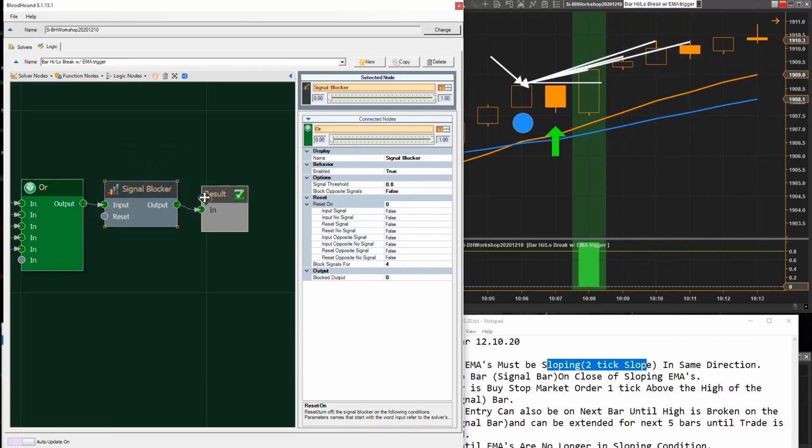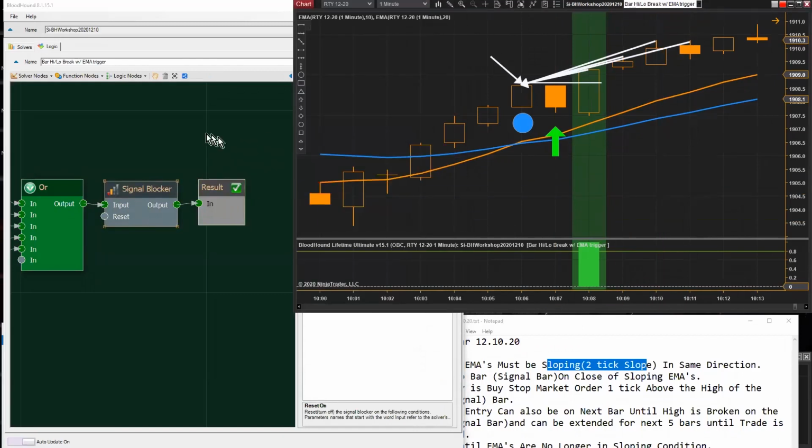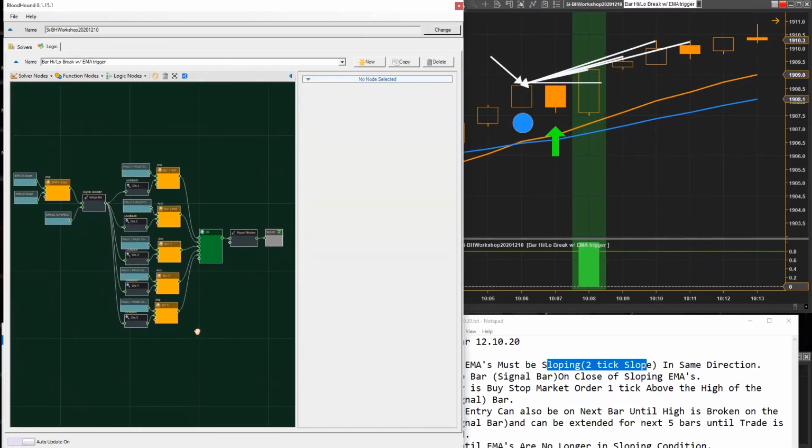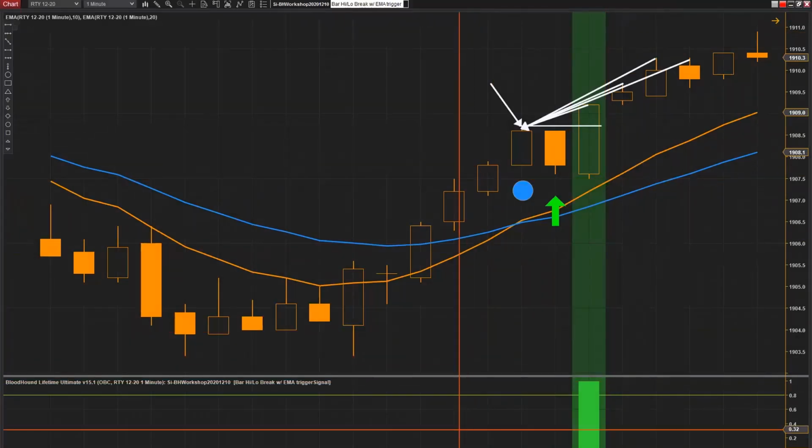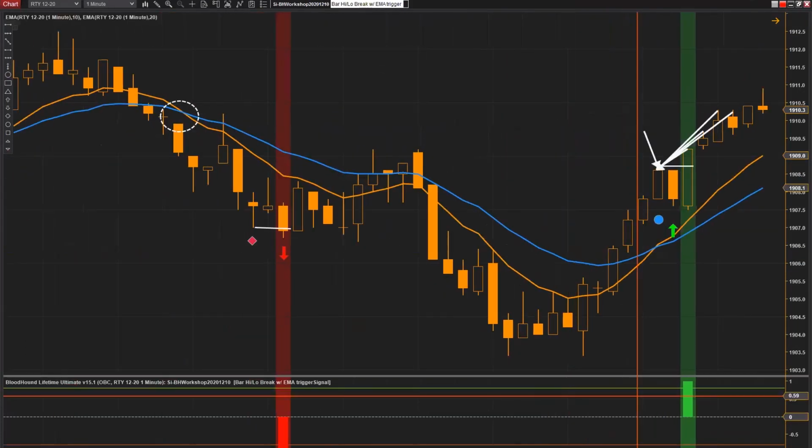There. And that should actually do it. That should be it. Let's call this one the signal. So that is our logic right there. And now let's go take a look and verify it.